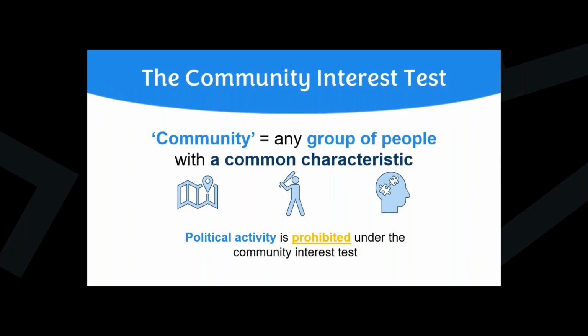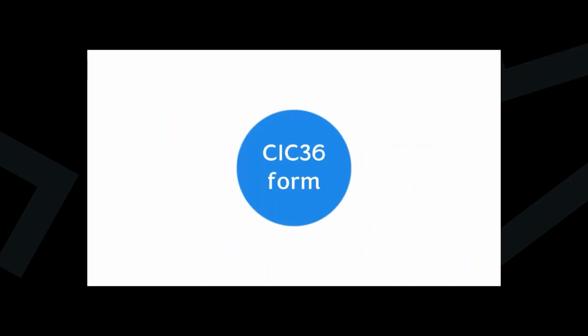Specifically, we ask CICs to submit a form called a CIC 36. The CIC 36 is made up of 4 sections that allow you to provide us with the information on your chosen community. We recommend filling this in before you get started with the online application.